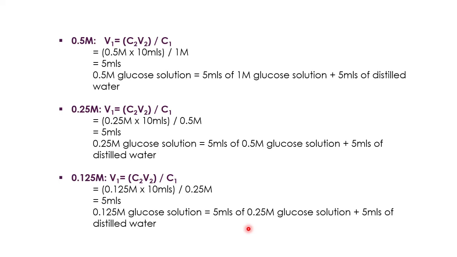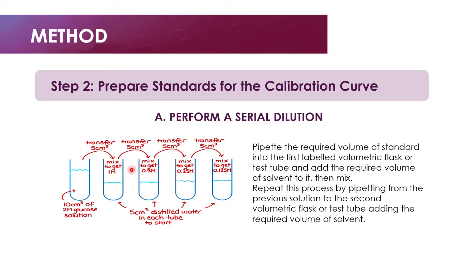So this is just a diagram explaining how to prepare the various concentrations as explained earlier. You can see that this is our 2 molar glucose solution over here. So to prepare our 1 molar glucose solution in a final volume of 10 mils, we pick 5 mils of the stock, which is the 2 molar glucose, into a test tube, and we add 5 mils of distilled water to it to prepare this.